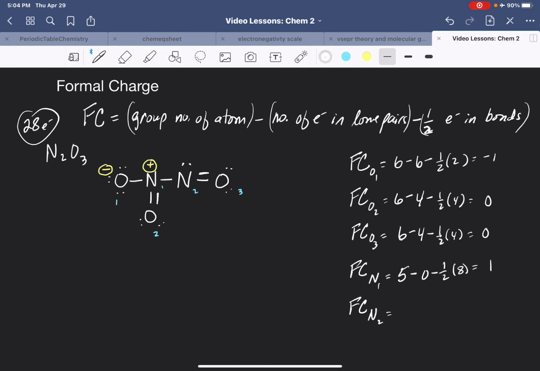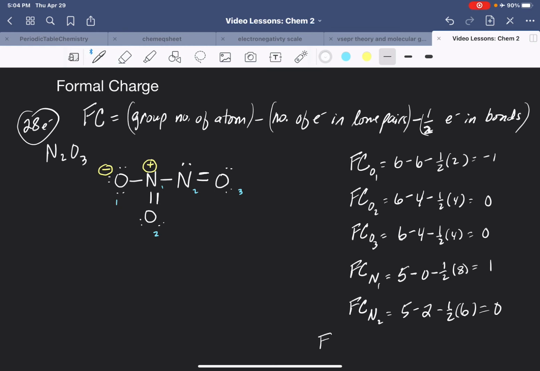So the second nitrogen, group 5, minus the number of electrons in lone pairs. Well, that's 2, right? Minus 1/2 the electrons that are in bonding pairs. That's 2, 4, 6, right? So 5 minus 2 is 3, minus 3 is 0. Hey, that worked out perfectly. That's exactly what we looked at in our structure and said makes sense, that should happen.